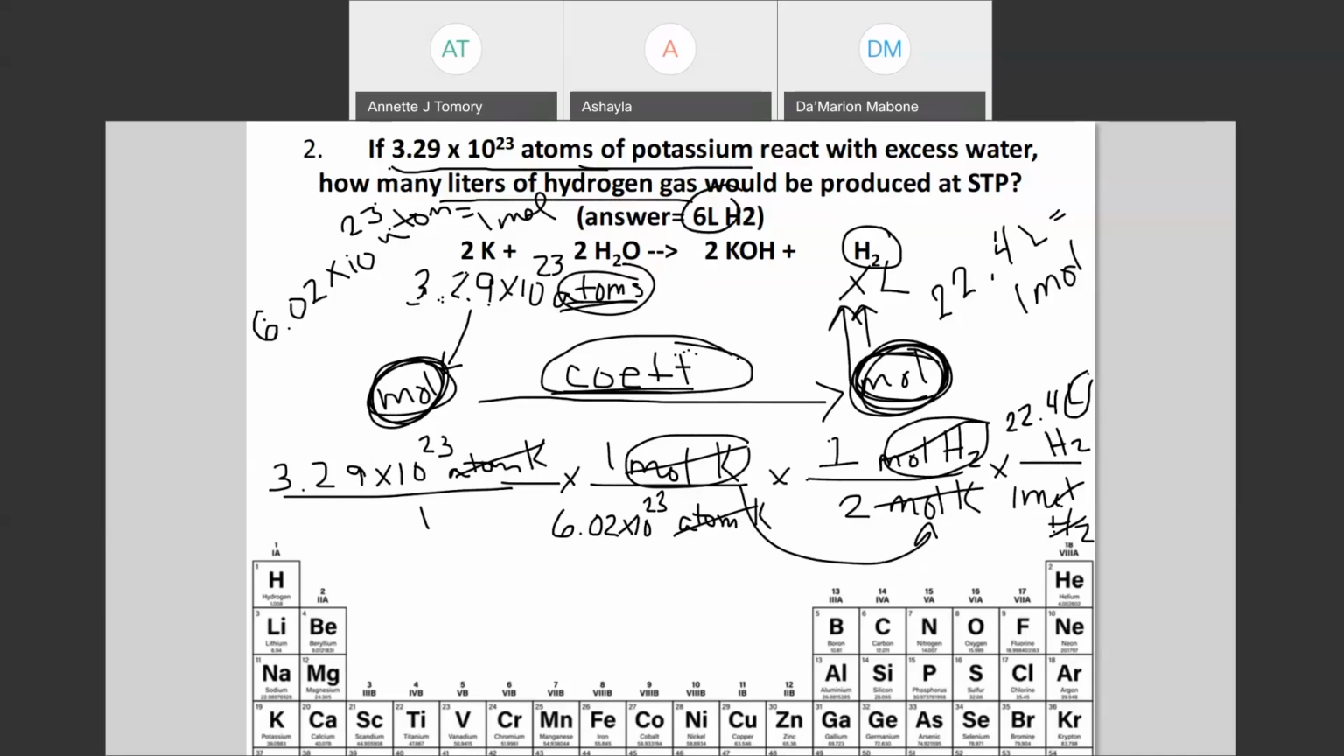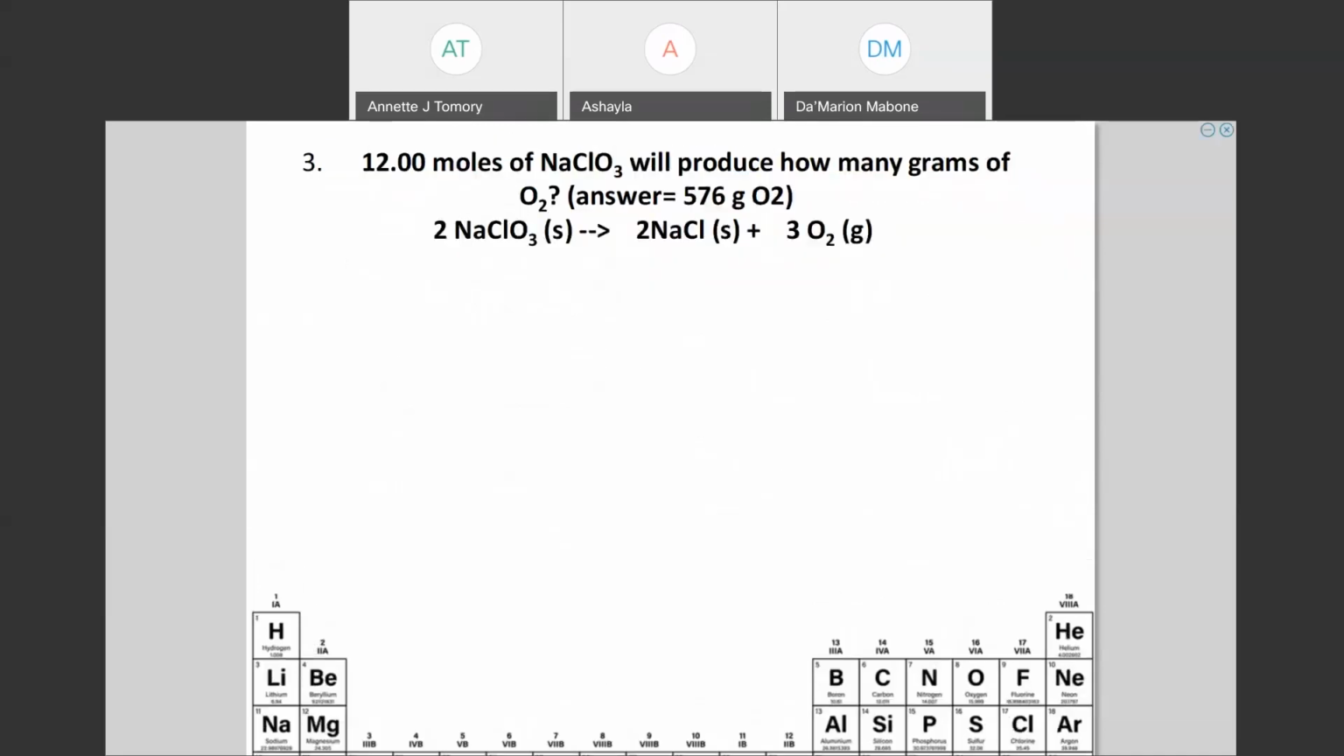All right, let's try another one because that is as hard as it's going to get. The only way it'd be harder is if we threw in a molar mass, which is what we're doing on this one. We just have to take it step by step. So 12 moles of NaClO3. Where am I going to put those 12 moles in our chart? We're going to draw the chart first.